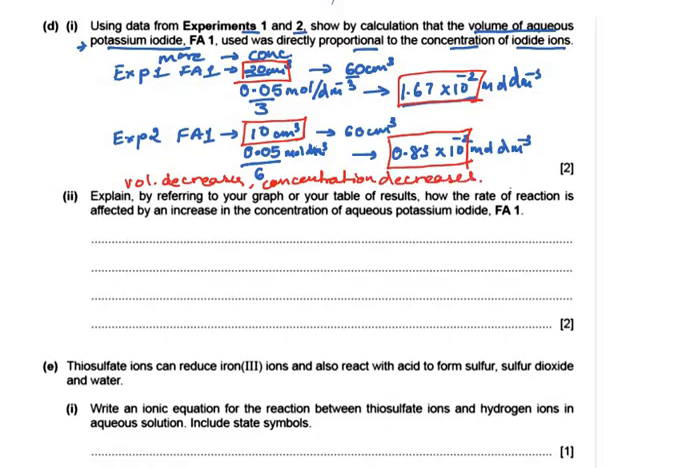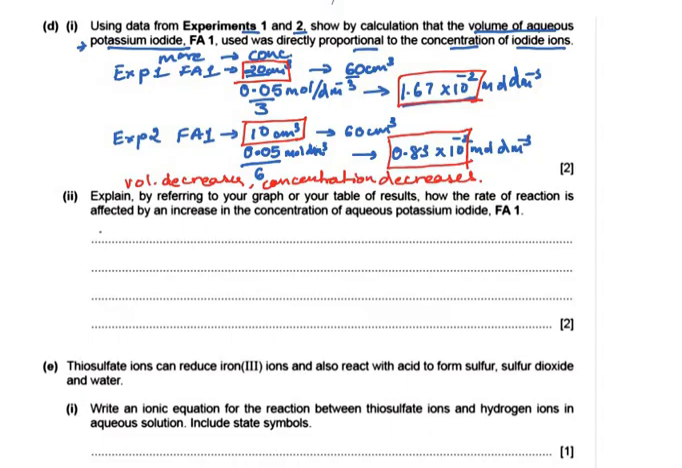Now I am writing here to highlight a few things in red and blue, but everything has to be written in either blue or black in your examination paper. Let's go ahead with the next sub question. It says: explain, by referring to your graph or your table of results, how the rate of reaction is affected by an increase in the concentration of potassium iodide FA1.